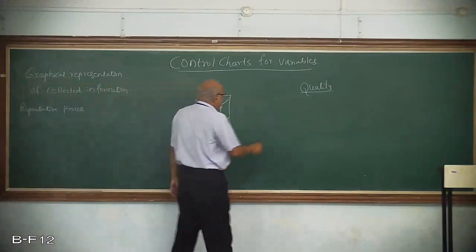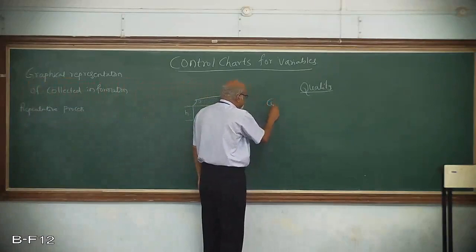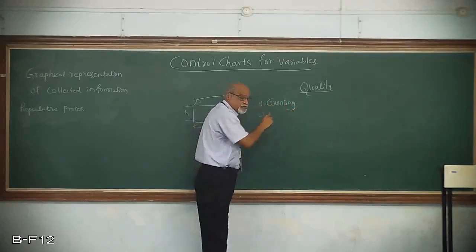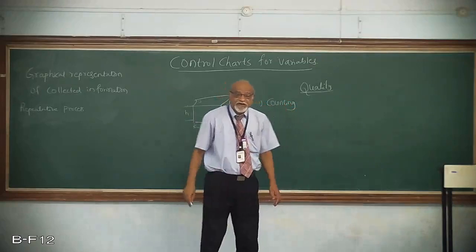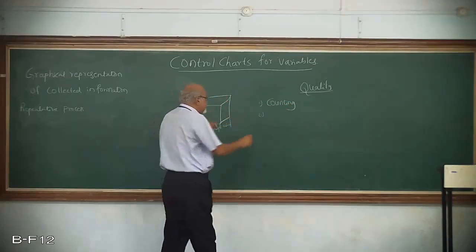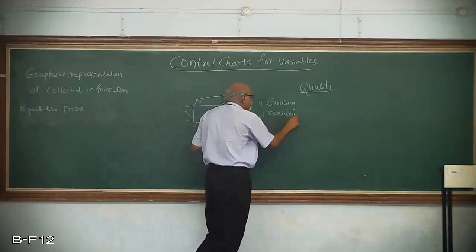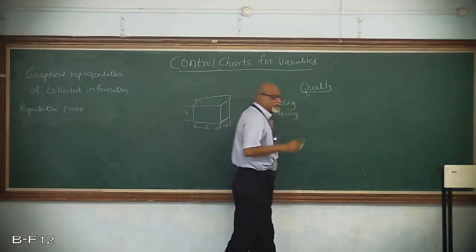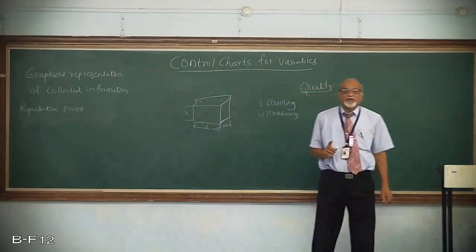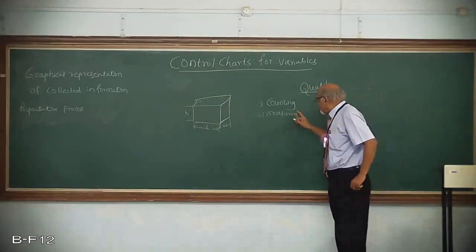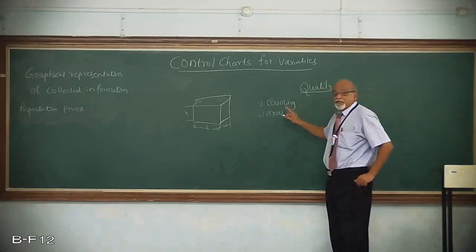These numbers can be got by actually counting. The second thing is by actually measuring them. If it has a measurable characteristic, that is what we need to understand. If it is a measurable characteristic, then only I am able to measure it.